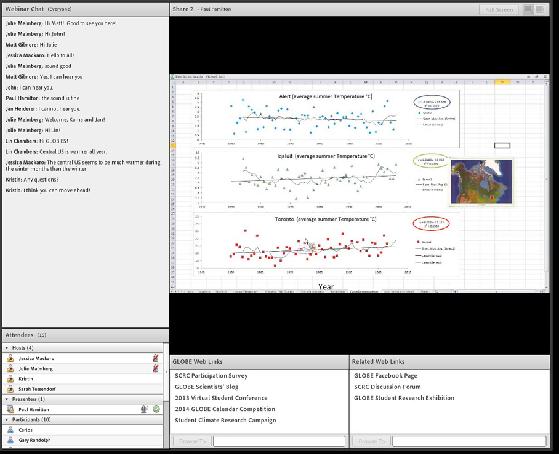So my question then, in this case, is, because we've made this hypothesis test to say that the temperature in the north, which is Alert, the top up here, is actually changing faster and increasing faster than Iqaluit and Toronto. Based on what you see in these graphs, I want you to answer yes or no. Is the temperature getting warmer in the Arctic faster? Yes or no?